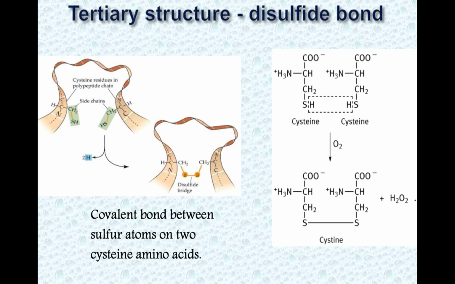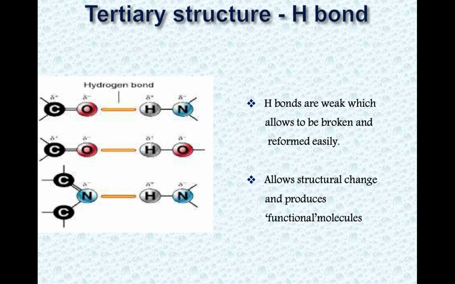And this interaction is one of the stabilizing interactions of the tertiary structure. One more is hydrogen bonding. Hydrogen bonding is one of the weak bonds, and it happens between the carbonyl oxygen and the amide hydrogen, or between the carbonyl oxygen and the alcoholic group. In all these cases, we are going to see the presence of the hydrogen bond.